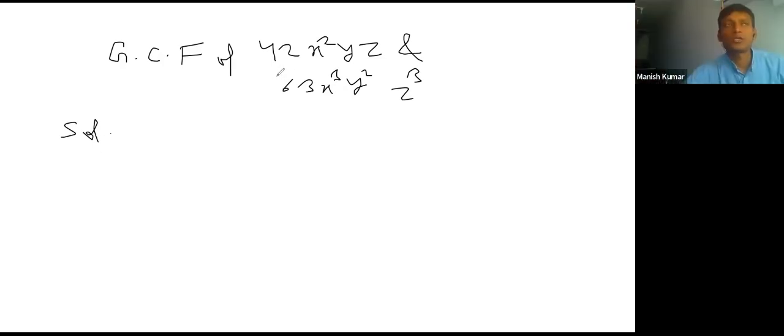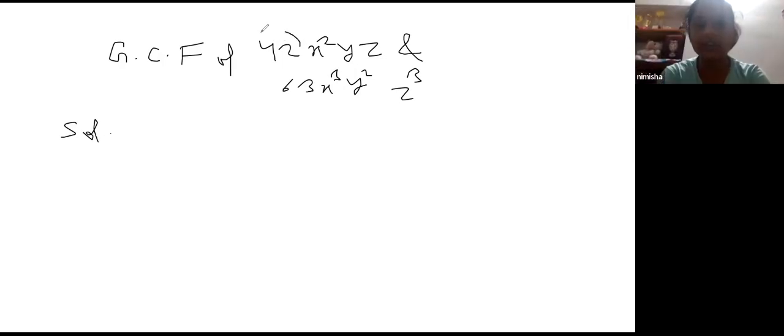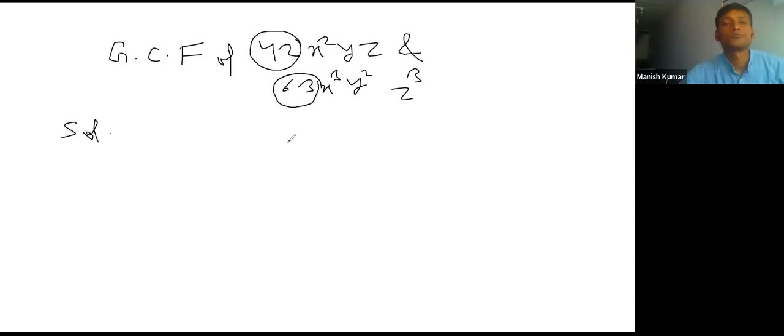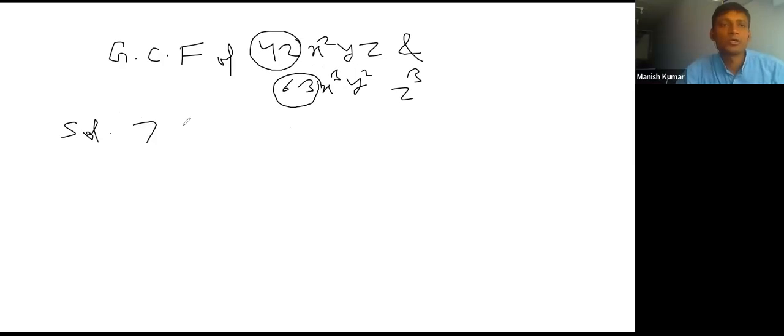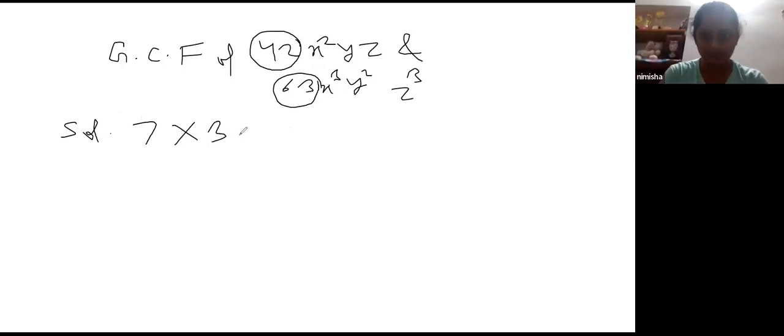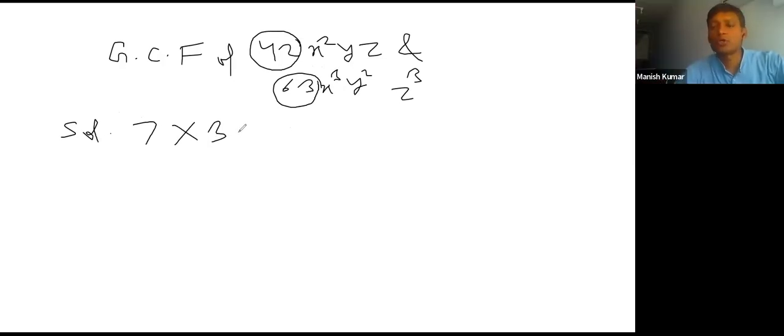First we have to compare the numbers 42 and 63. 7 sixes are 42 and 7 nines are 63. So 7 is common, and among 6 and 9 also something is common, that is 3. 7 threes are 21, and 21 twos are 42 and 21 threes are 63. So yes, 7 into 3 is common for the numbers.